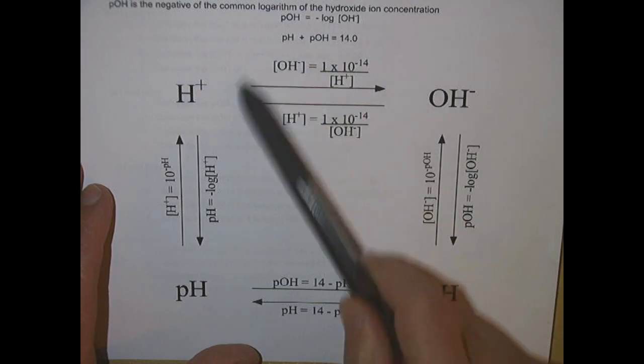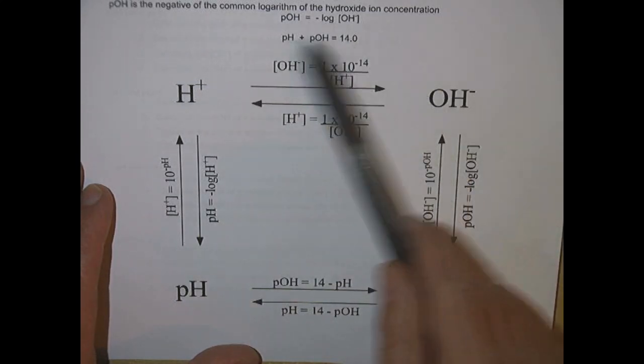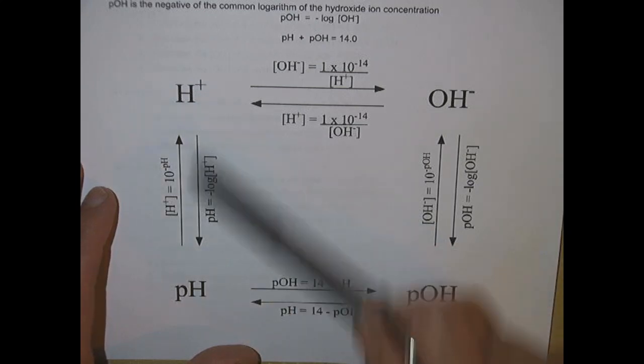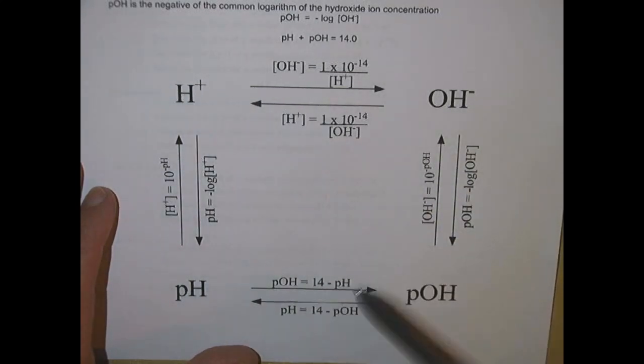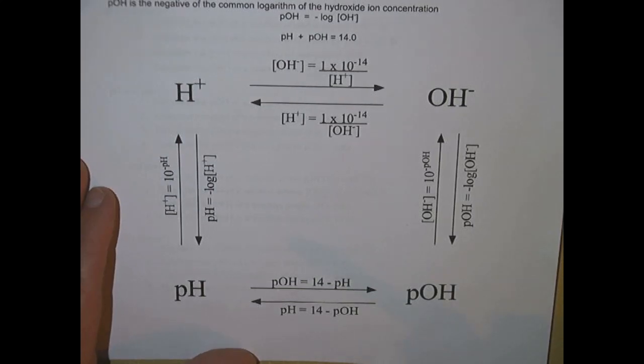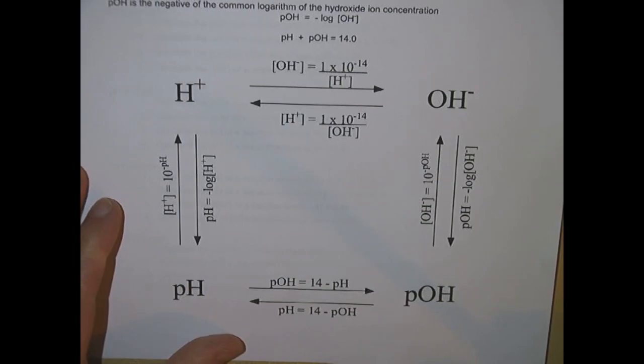Some people try to avoid this one because it has the 1 times 10 to the negative 14. So some people would tell you that going underneath is a little bit easier because it's the 14 minus, which is a lot easier to do on your calculator. But either way would get you the right answer.